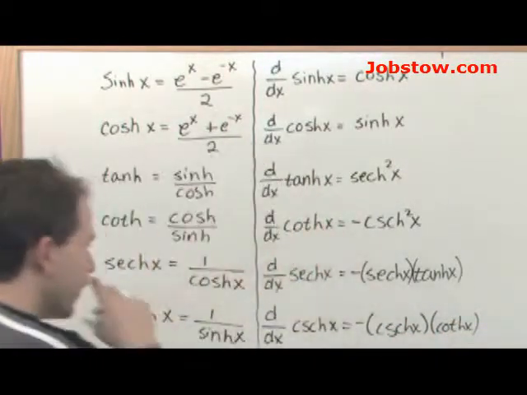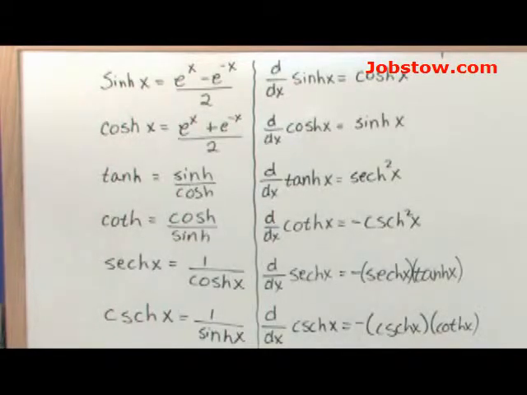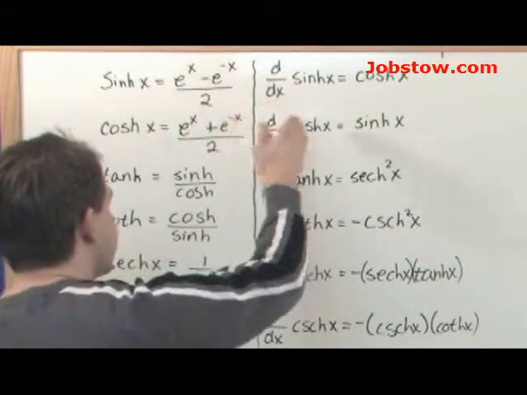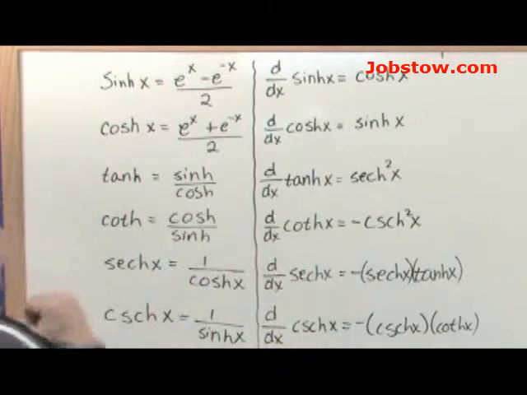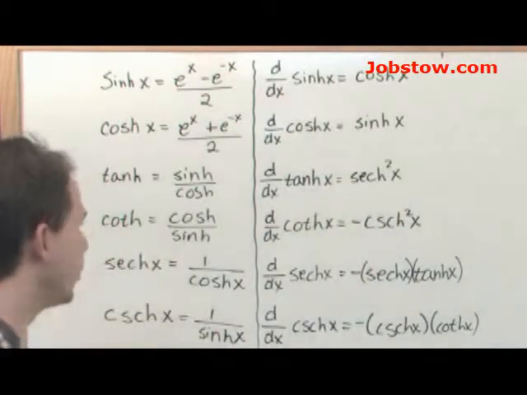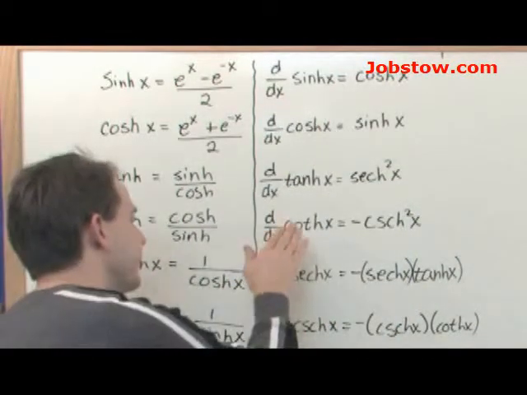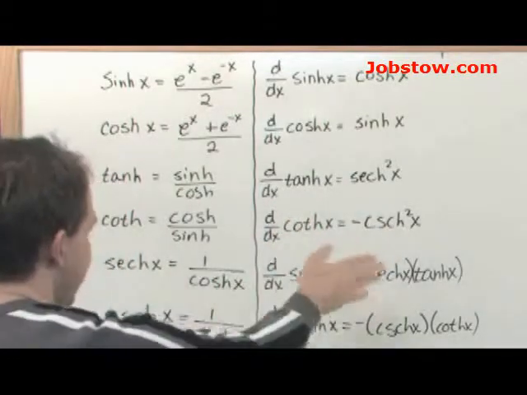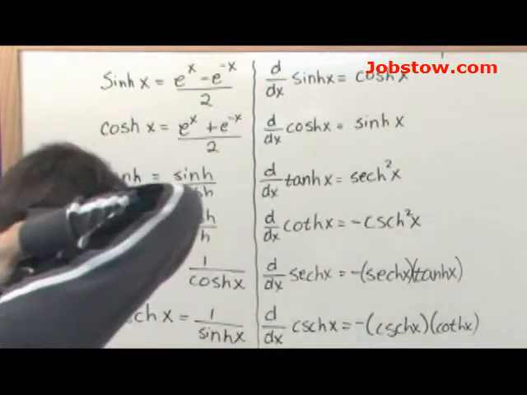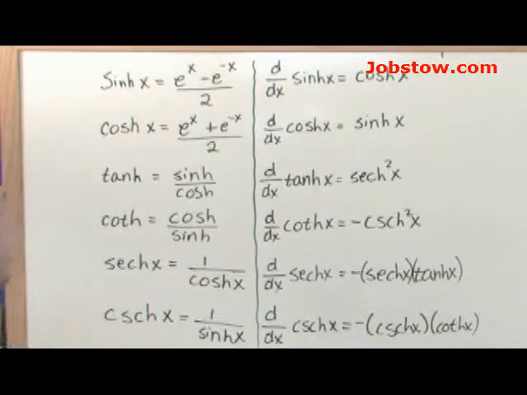Okay, so if you were to flip back and look at the derivatives of the regular sine, cosine, tangent, cotangent, secant, cosecant, you would see that this table looks almost exactly the same. Derivative of tangent is secant squared. Well, here it's the same thing. Derivative of hyperbolic tangent is hyperbolic secant squared. Derivative of cotangent, cosecant squared. Same thing, going on and on. So everything is basically exactly the same, which makes it easy to memorize things.